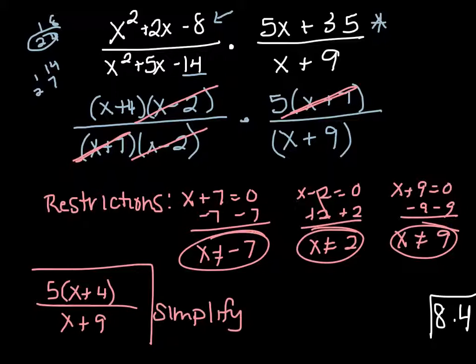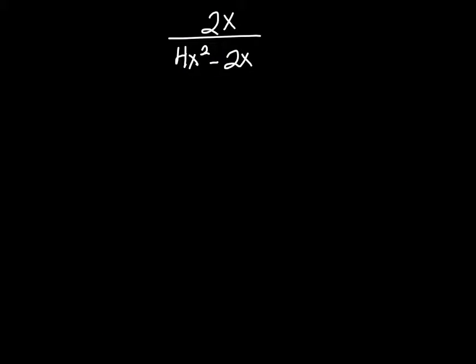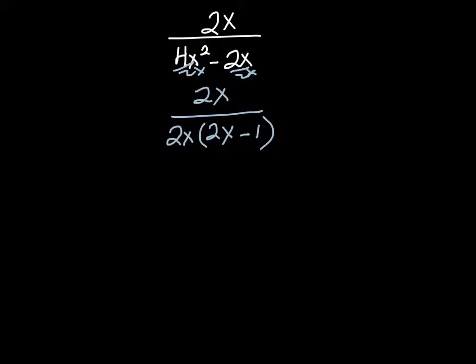Let's try another one. All right, the first thing I'm going to do here is I'm going to factor. There's nothing to do on the top. On the bottom, I can factor out a 2 and an x. When I divide a 2x out of both, I'm left with a 2x minus a 1.